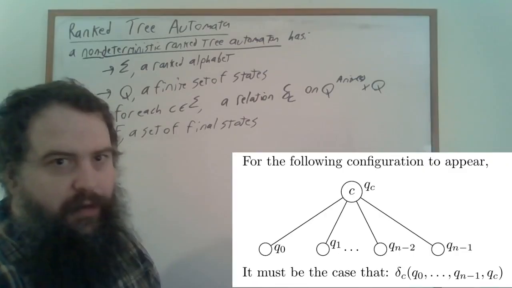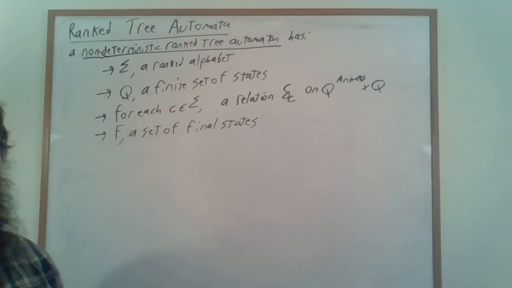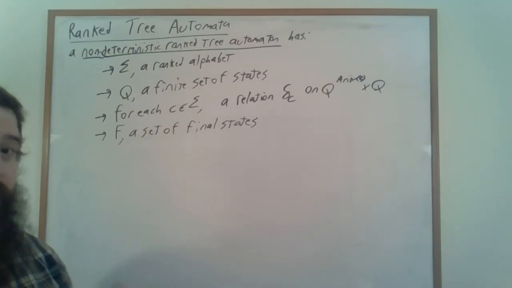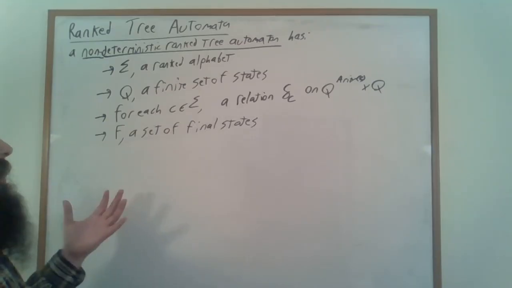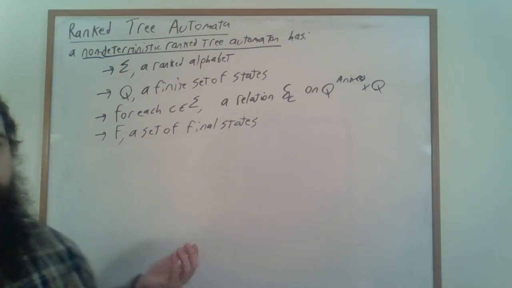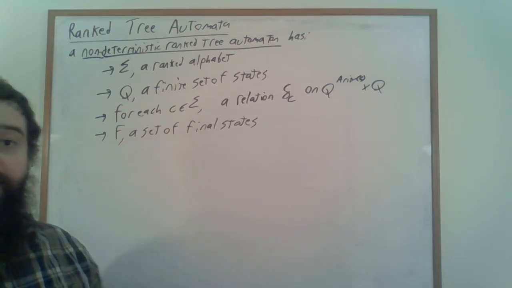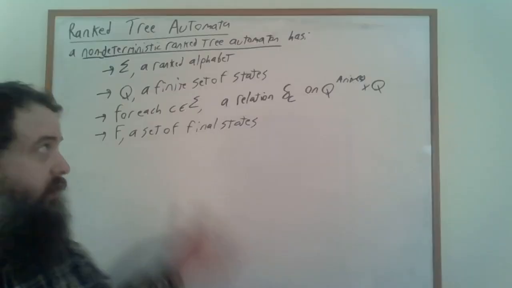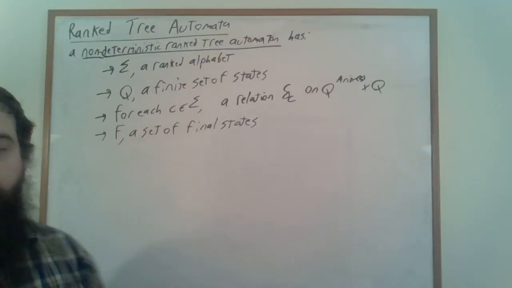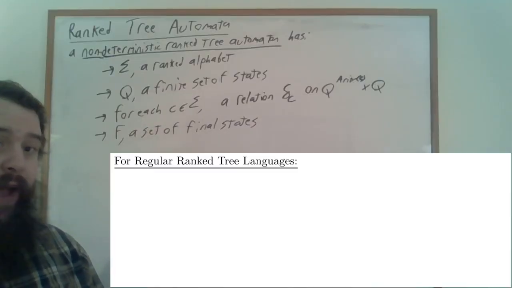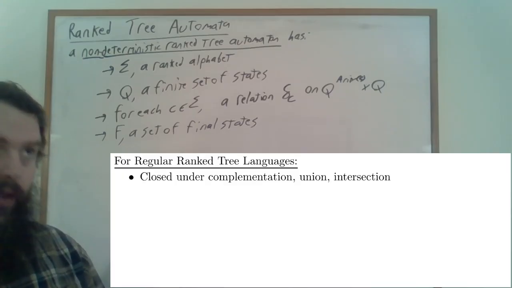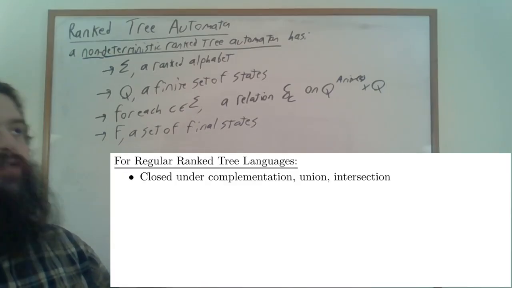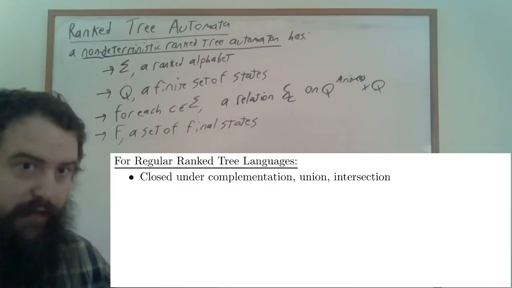And there's really not a fundamental difference between ranked tree automata and binary tree automata. All of the nice theorems that we had have versions for ranked tree automata. The regular ranked tree languages are closed under complementation, union, and intersection.